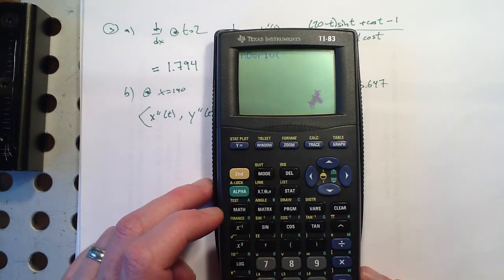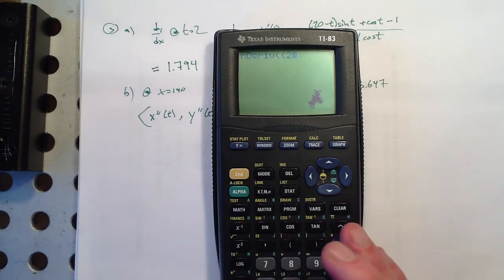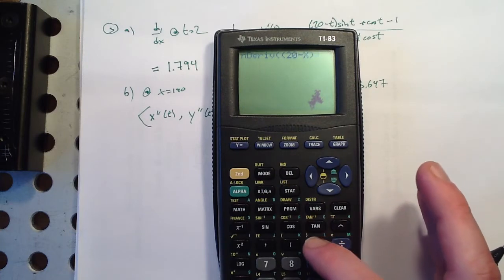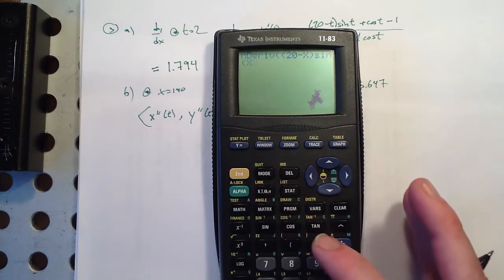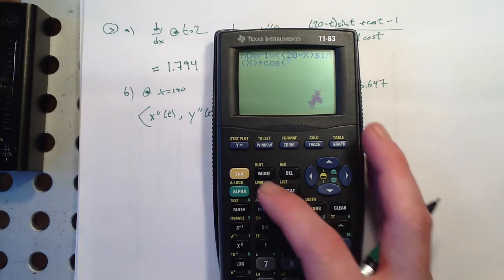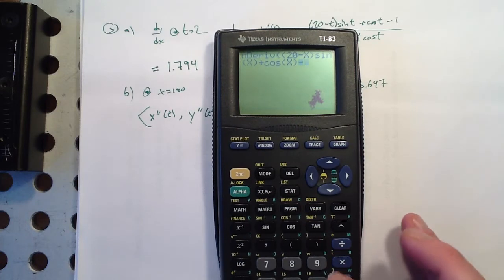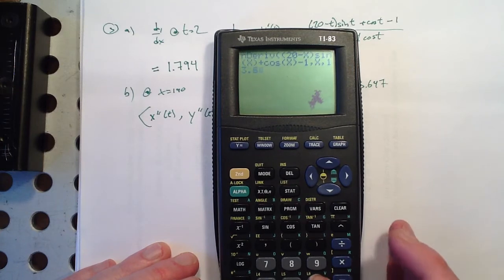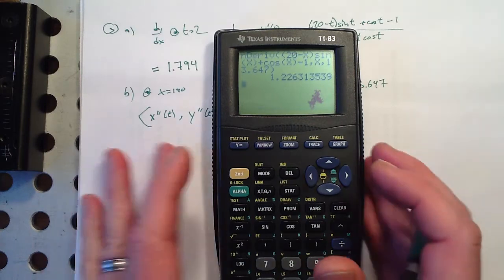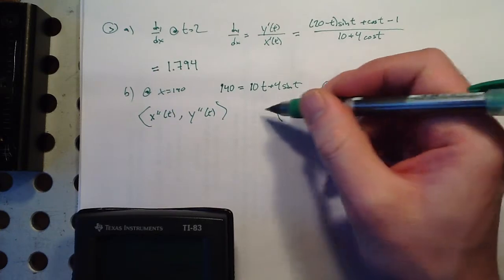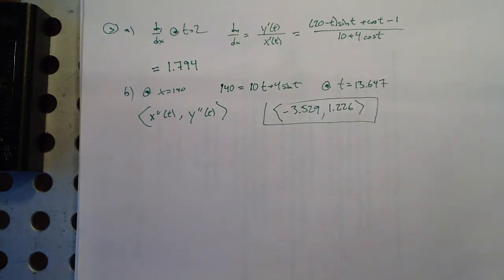What's the derivative of 20 minus t times the sine of t plus the cosine t minus 1, comma x, comma 13.647. It is 1.226. So there's my acceleration vector, right?